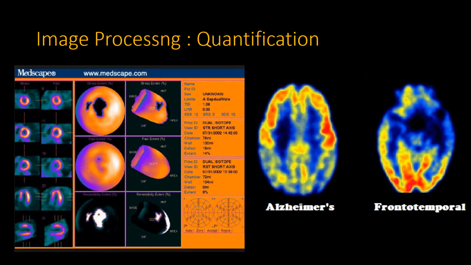There are also quantifying softwares, so this is used a lot in nuclear medicine, where you quantify the amount of radiation delivered in the heart to see if there are areas of infarct or ischemia, or you can quantify amounts of radiotracer going in the brain to diagnose things like Alzheimer's and FTD, as well as DAT scans and Parkinson's disease. So there's more and more imaging quantification software out there to help you make diagnostic decisions.